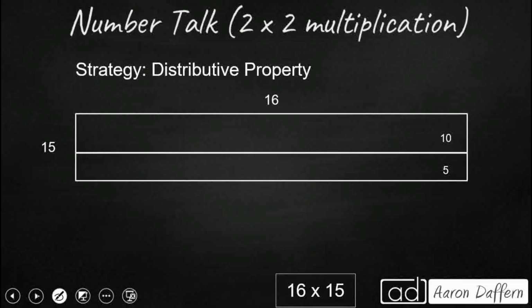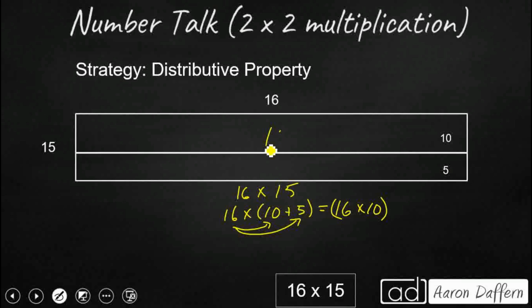Now, what if we kept our 16 together? And what if we split up our 15 using expanded form, that place value notation here, 10 plus 5. That will get us the same answer, but it's going to be slightly different math. So let's take a look. We're going to take our 16, multiply that by 10. So that's going to be an easy 160. And then we're going to add 16 times that 5. So 16 times 5 is going to get us back to that 80, because we've already done that once. And once again, we're coming back up to our 240.